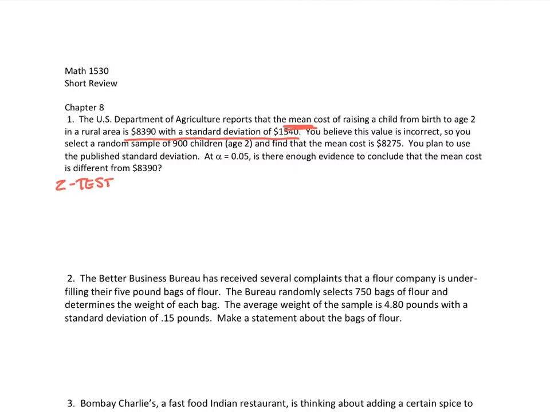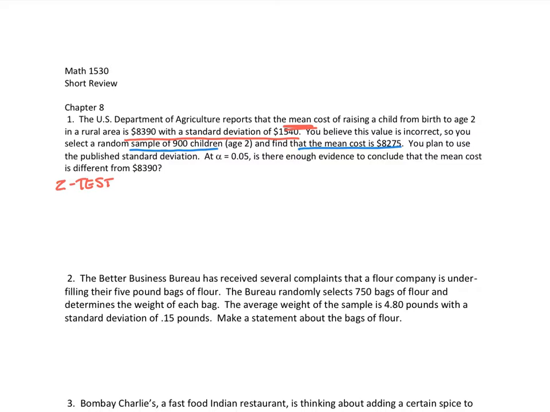When I get down to the part that's about my sample, you believe this value is incorrect, so you select a random sample of 900 children and find that mean is 82.75. I don't have a standard deviation for my sample, so I am quite comfortable in my choice of saying this is a Z test. T test is if I have a standard deviation for my sample.